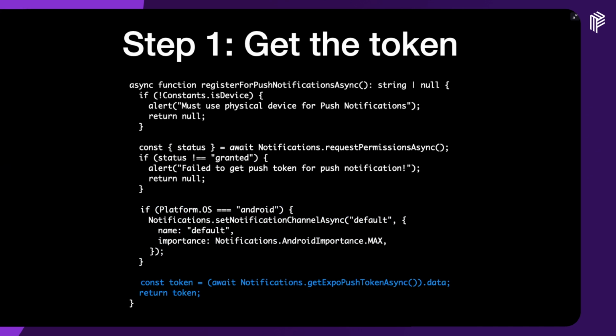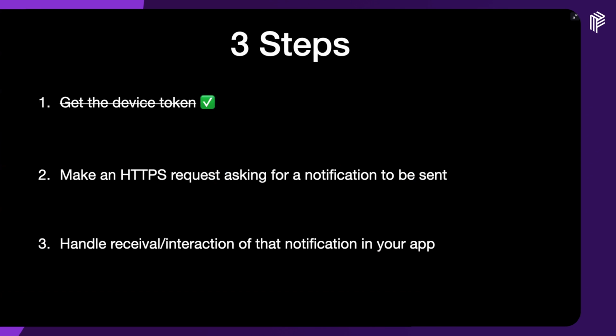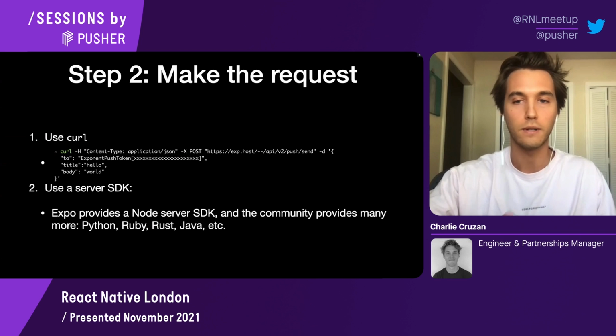Cool. And then we just make a call to get Expo push token async, and we have our push token, and it's as easy as that. So with a pretty simple function, like 15 lines of code, we are a third of the way there. Next, let's make our request to Expo and get this notification delivered.